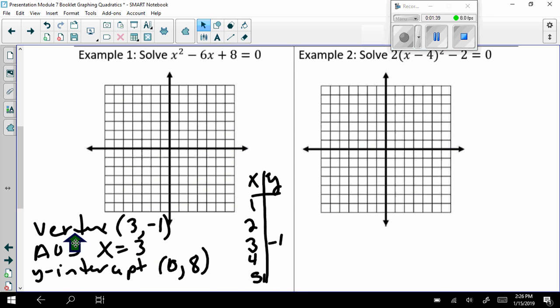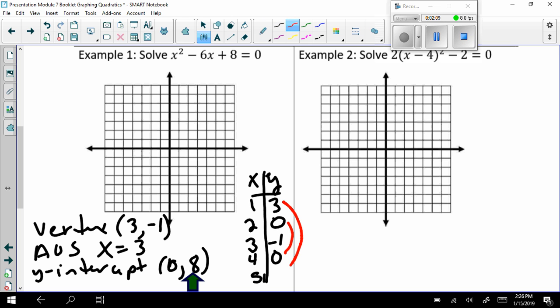So I found our vertex by doing negative b over 2a and plugging in. So 3 comma negative 1. I've got that right here in my table of values. My y-intercept is 0 comma 8. And to finish my table of values, I would plug in 2, and I'm going to get 0. I've already done it off to the side. I would plug in 1, and I'm going to get 3. Using my symmetry, I know that if I plug in 4, I should get 0. And if I plug in 5, I should get 3.